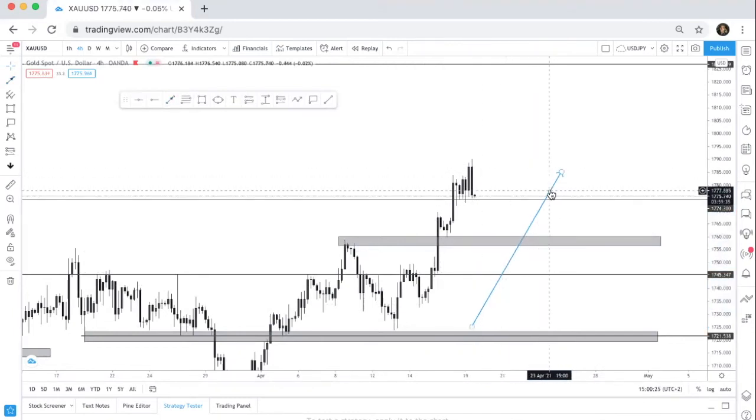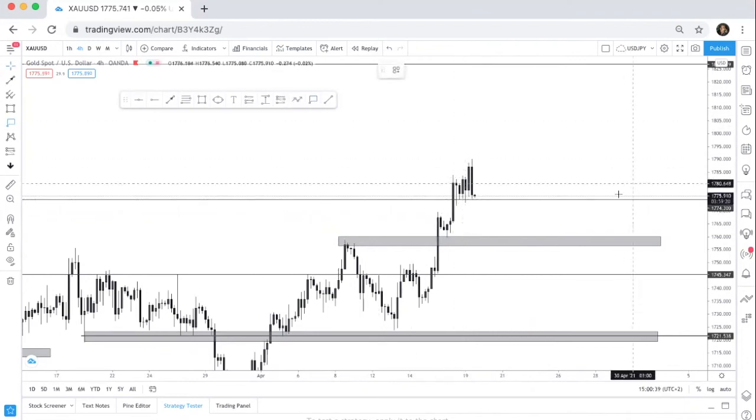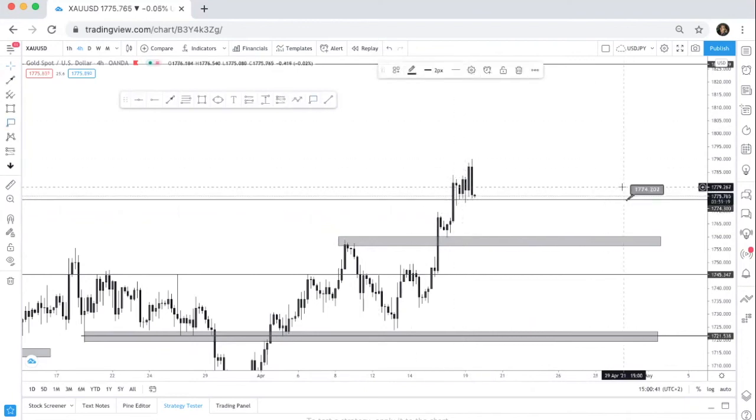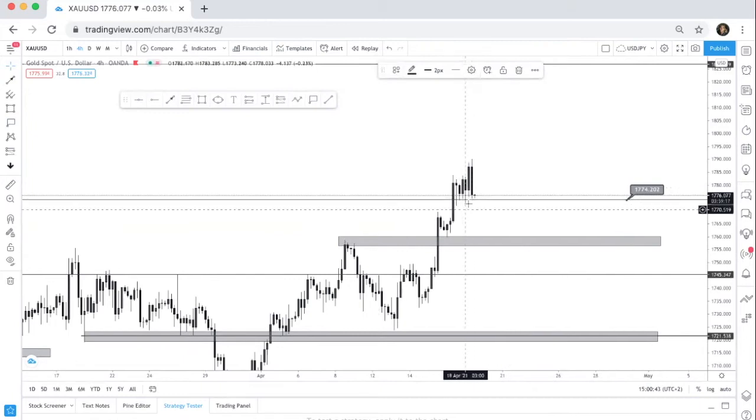What I am waiting for on this market, however: we have been making nice higher highs, higher lows, higher high, breaking through this area right here, retesting, pushing back up through this area around 1775 right there. 1775, 1774. We are looking at a retest right now.